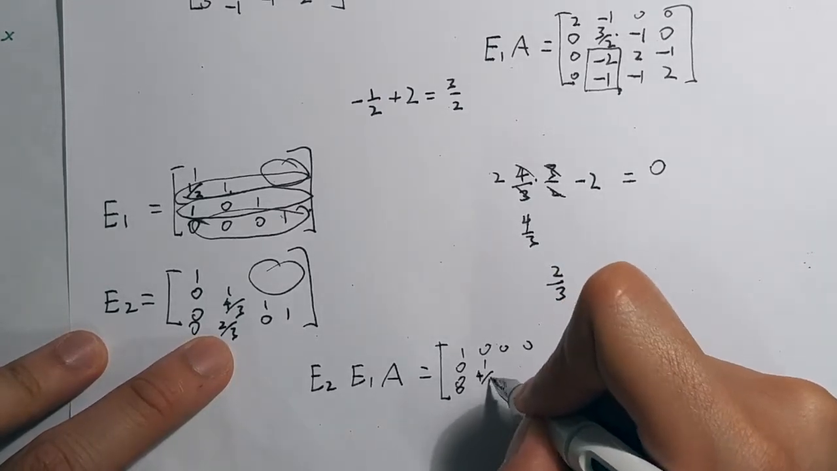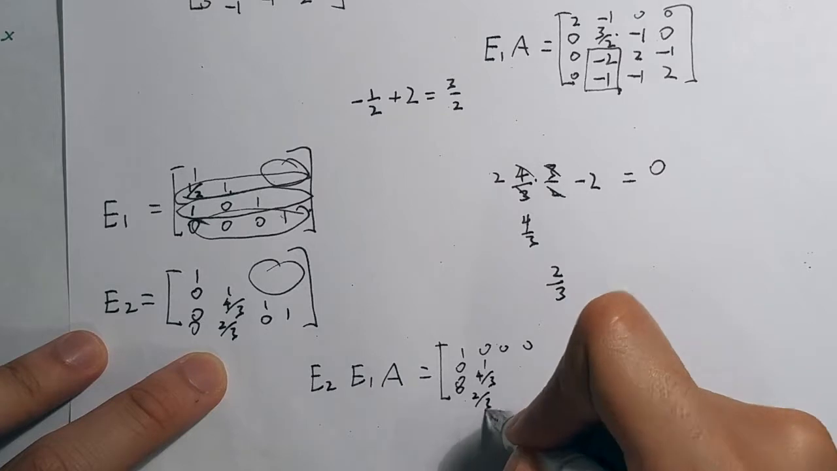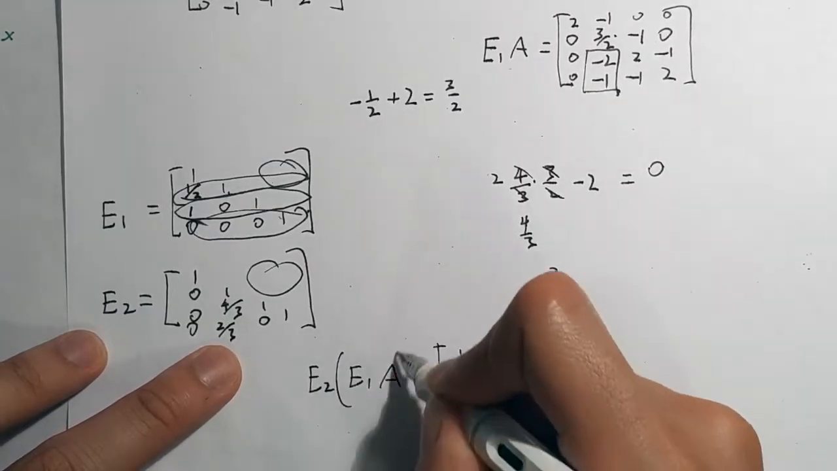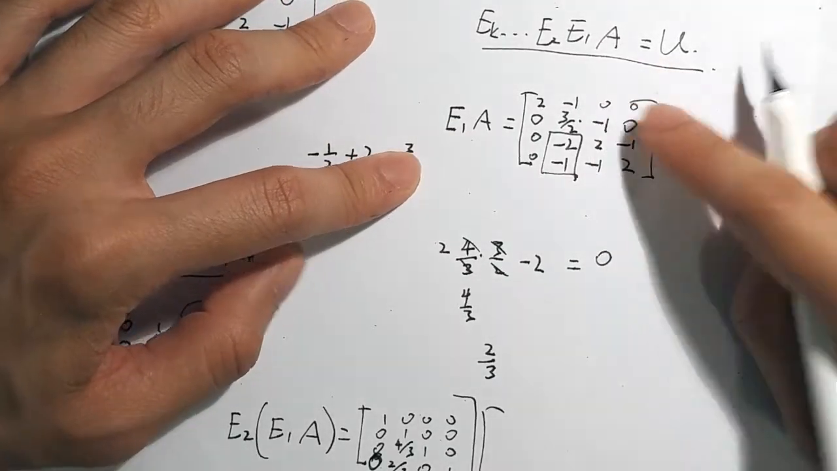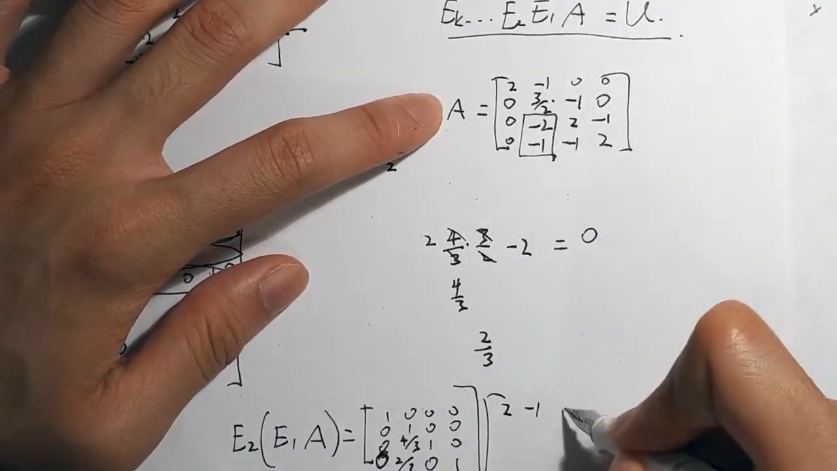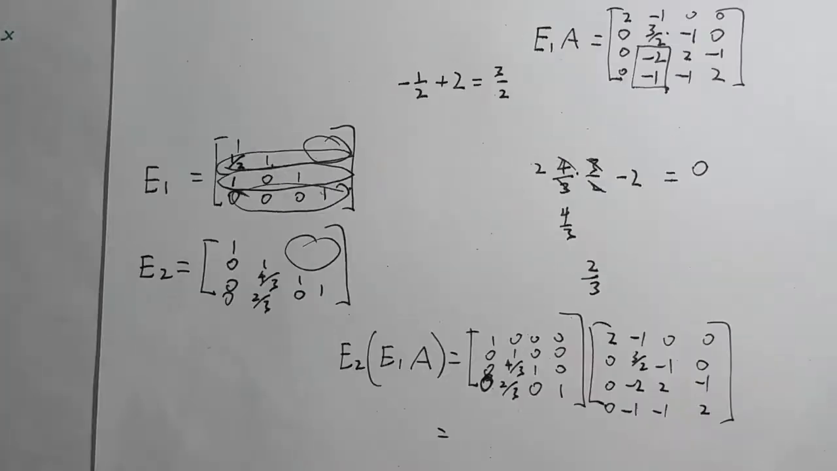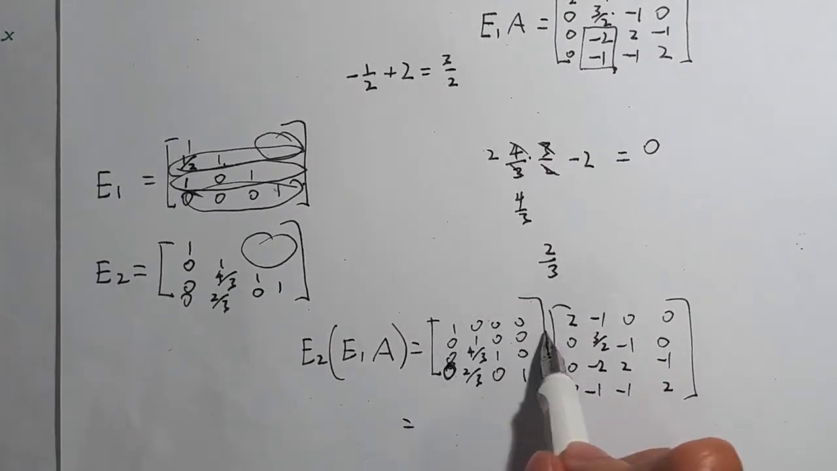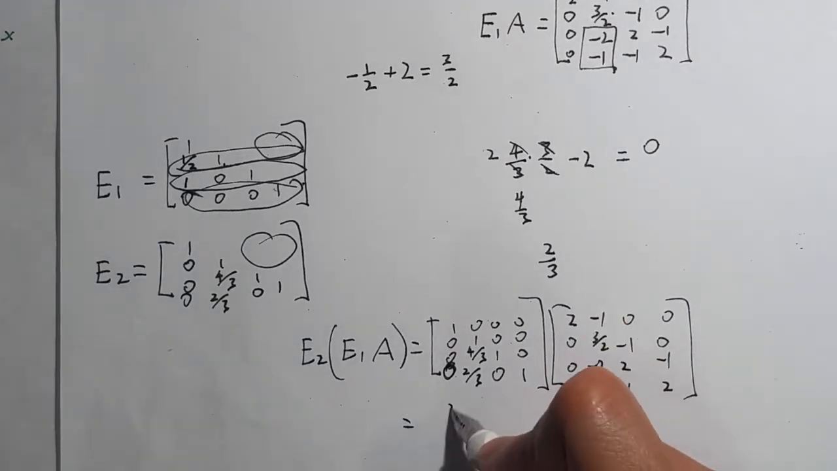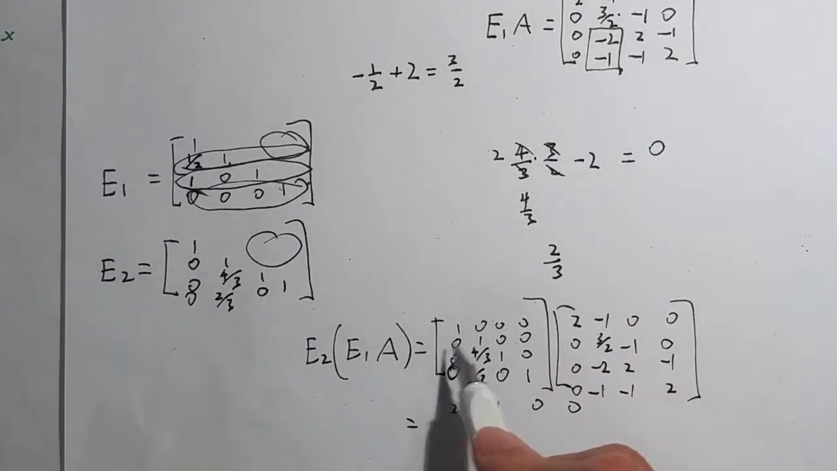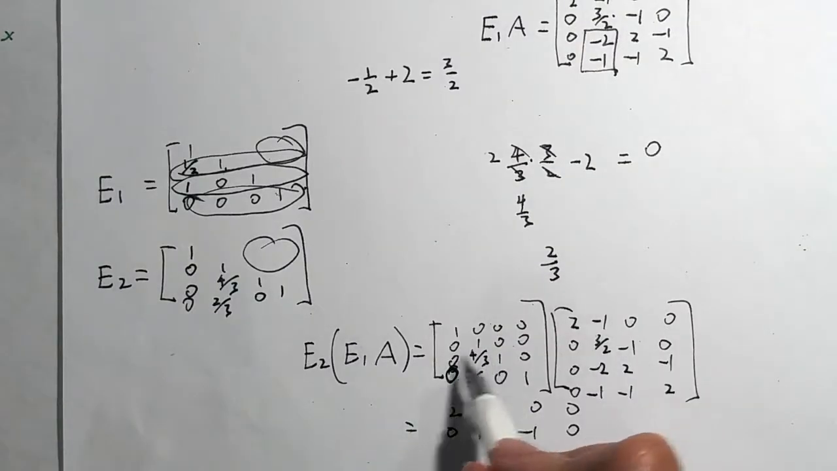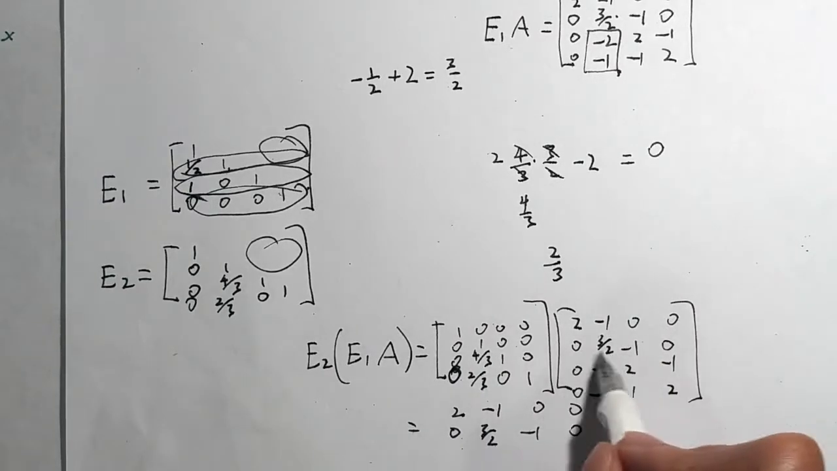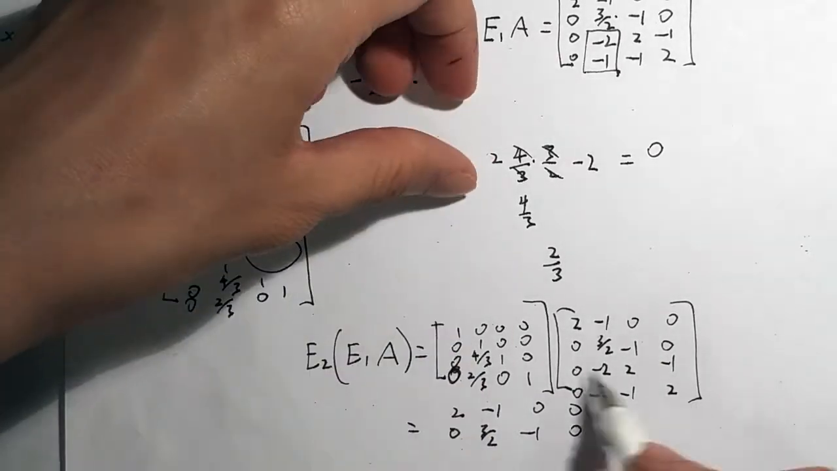So the result of E2 times E1A is equal to the matrix 1, 0, 0, 0, 0, 1, 0, 0, 0, 4/3, 1, 0, 0, 2/3, 0, 1, multiplied by E1A, which is our previous result. So I just copy it. Okay, let's do the multiplication. So this is 1, 0, 0, 0. So basically copy the first row. 0, 1, 0, 0. So basically copy the second row. And this is multiply 4/3 to this row and add that to the third row.